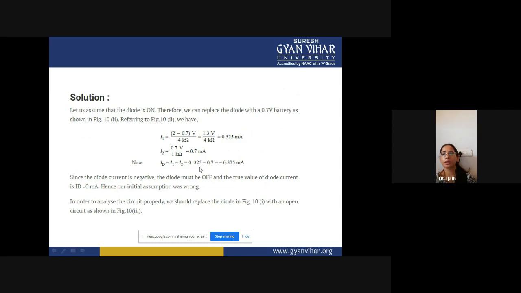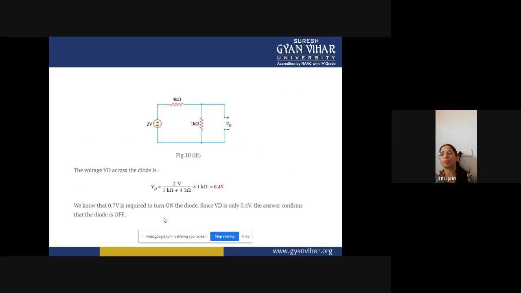So you can see the value of the current flowing through the diode is negative. Since the diode current is negative, the diode must be off, and the true value of the diode current is ID equal to 0 milliampere. So hence our initial assumption was wrong. In order to analyze the circuit properly, we should replace the diode in figure 10.1 with an open circuit as shown in the third figure.